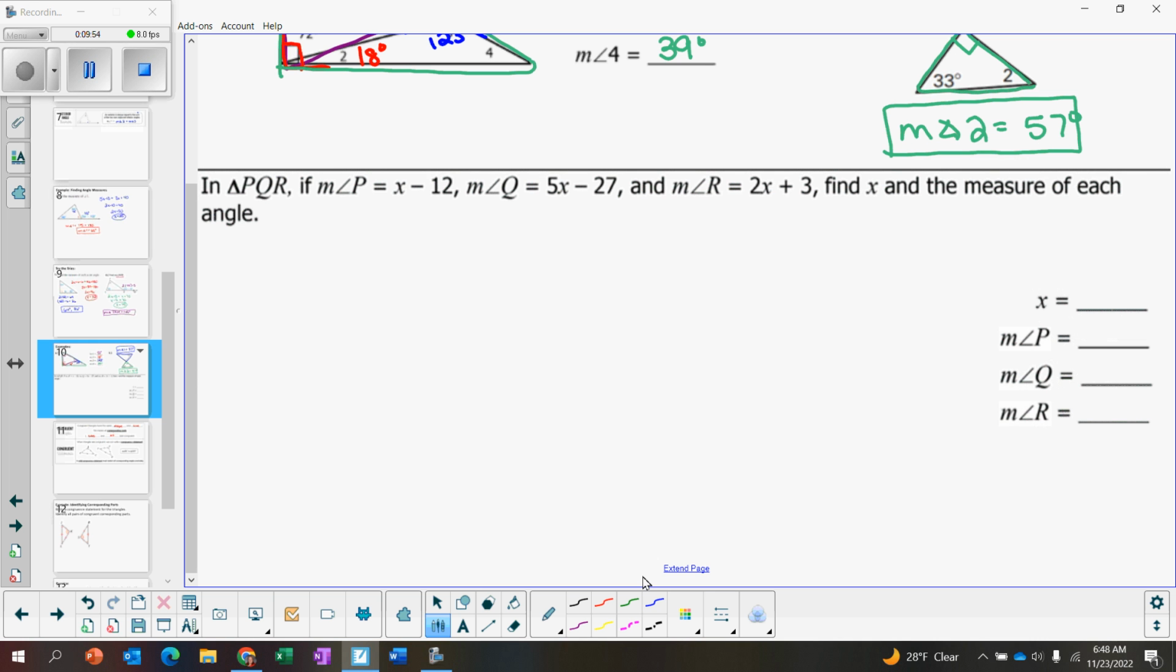All right, and for the next one, they're telling me I have triangle PQR, giving me a measure for angle P, a measure for angle Q, and a measure for angle R.